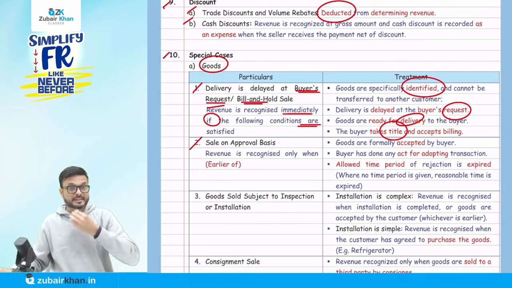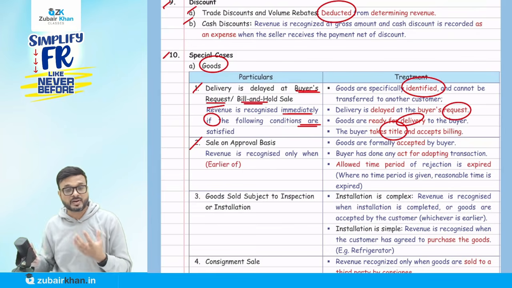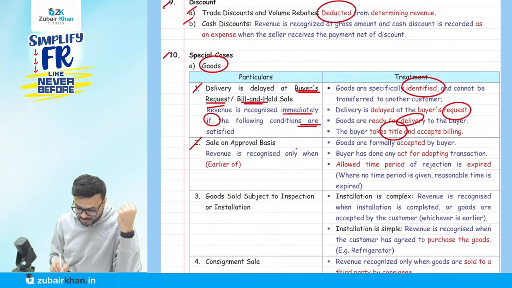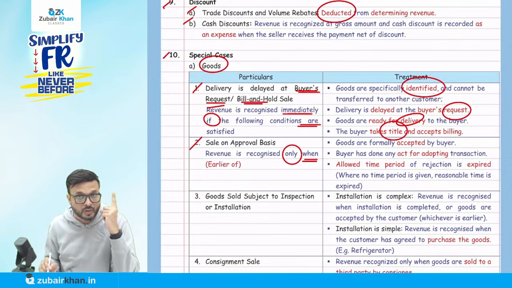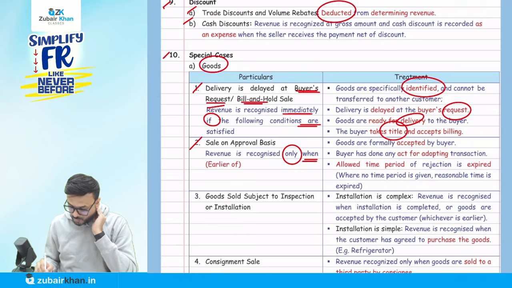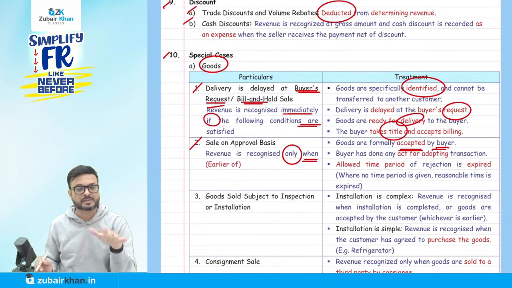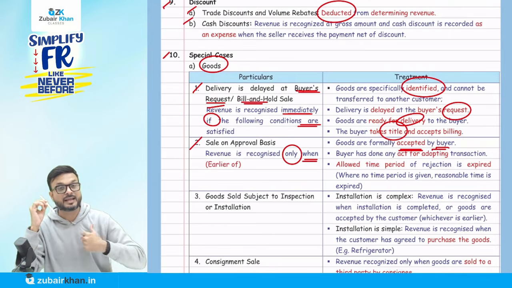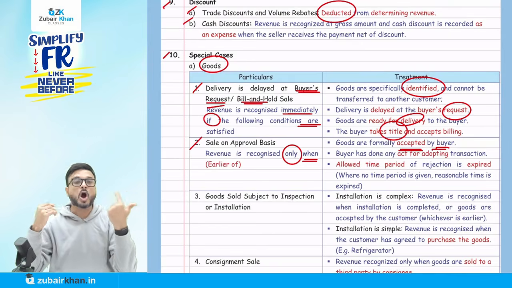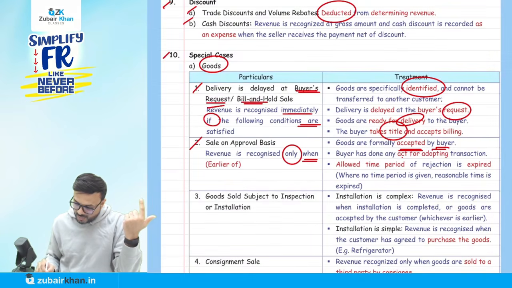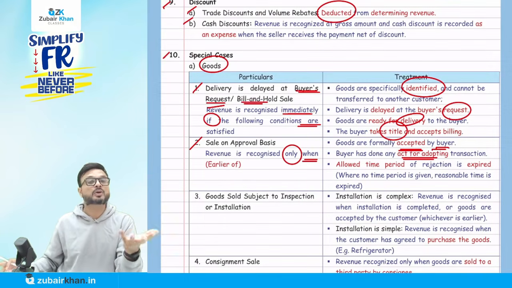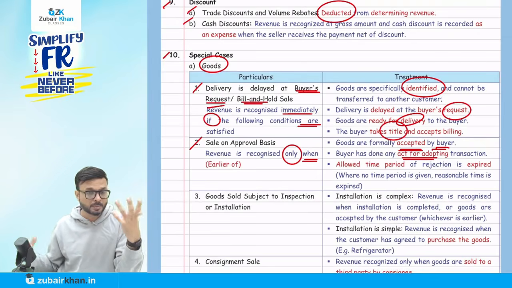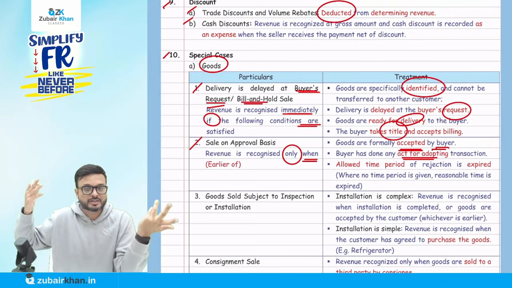So when do I recognize sales on approval in my books of account? Revenue is recognized only when goods are formally accepted by the buyer. It means I sold you certain goods, you give me a call, yes sir, I like this product, I want to purchase it. Then it is a sale because you have given approval. Or the buyer has done any act of adopting, behaving as if it's your goods, so I will consider you have purchased the goods.